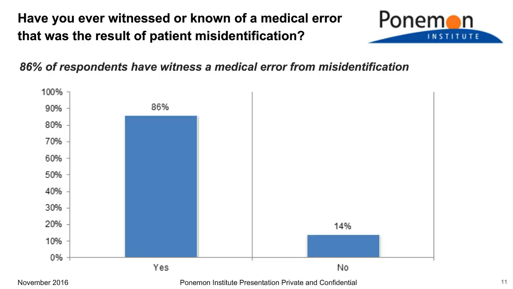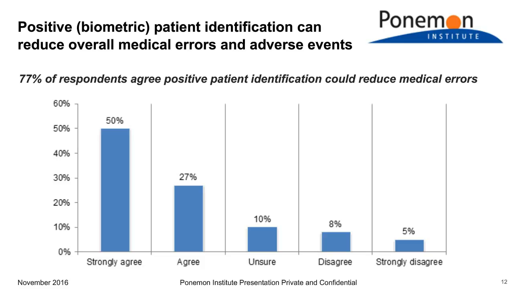It's great. Okay, so now this is kind of something that's more on the positive note. Positive patient identification can reduce overall medical errors and adverse events. 77% of our respondents agree that positive patient identification could reduce medical error. What's really interesting is you look at the scale from strongly agree to strongly disagree, and if you add 50 and 27, if my math is correct, it's 77%. Look at the strongly disagree as 5%, 8% disagree, and people are in the middle at 10% and unsure. So the overwhelming majority of respondents see this as a really good thing. And you'll notice in brackets we say biometrics. That's an example of positive patient identification.